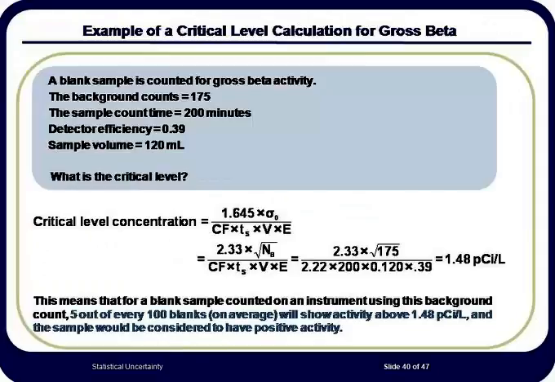The data for an individual sample is shown in the blue area of this slide. The formula from the previous slide is applied to calculate the sample-specific critical level. Thus, using this single count for background and the sample-specific information, if the calculated value for activity exceeds 1.48 picocuries per liter, the sample has detectable activity at a 5% error rate.